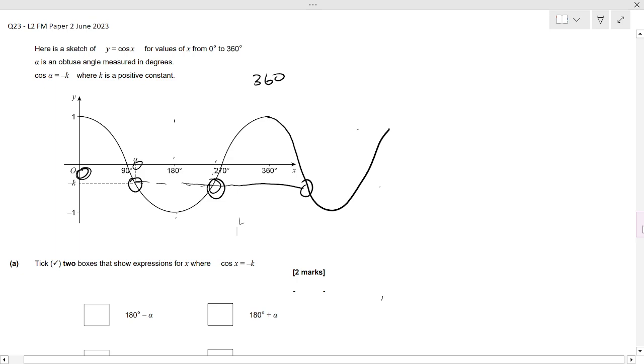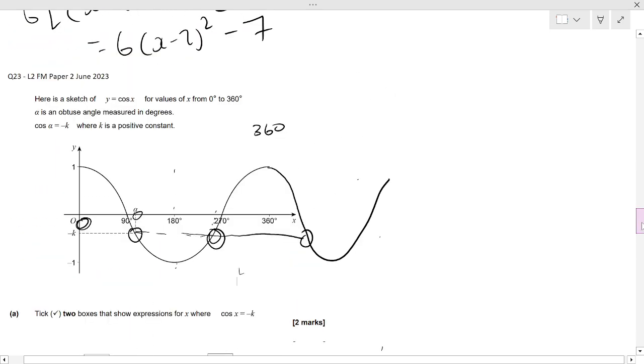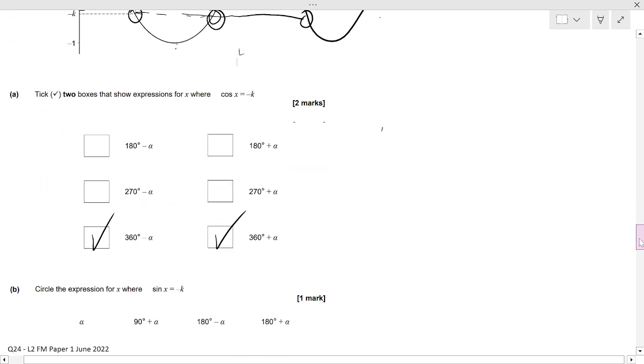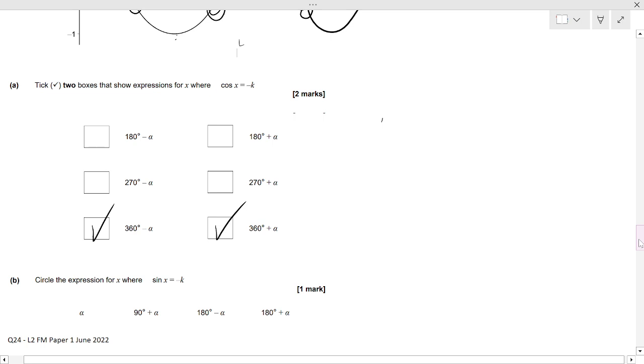Then it says for part B, circle an expression for x. So the solution with sine x is minus k. Well, here we had a cos. So now we need a sine.